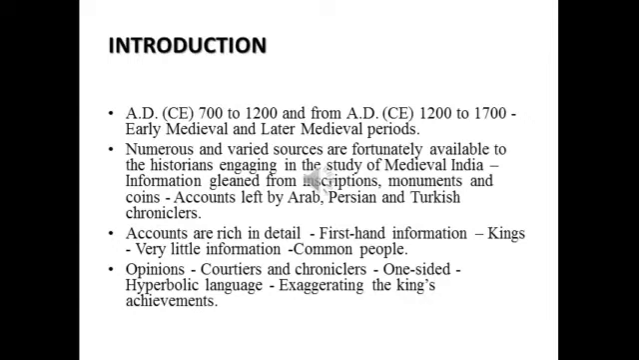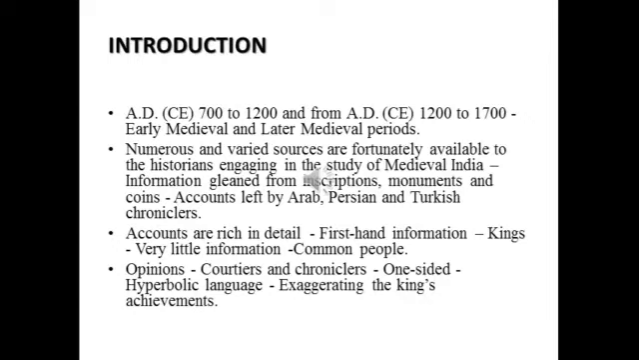There are numerous and varied sources which gave us a lot of information, which helped historians show their interest in studying medieval India. There are a lot of sources which helped historians show their interest in the study of medieval India.